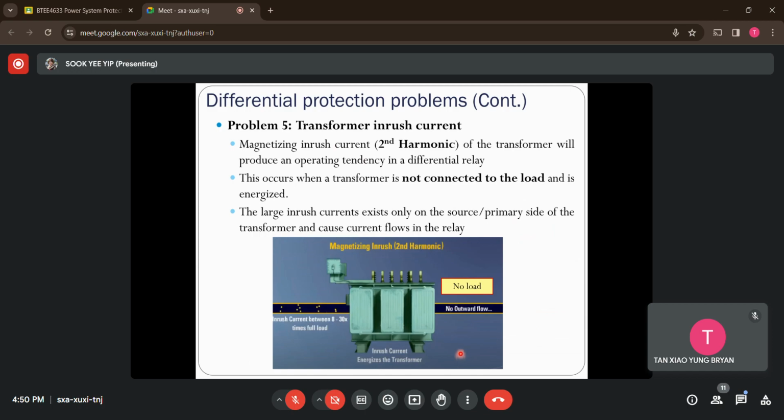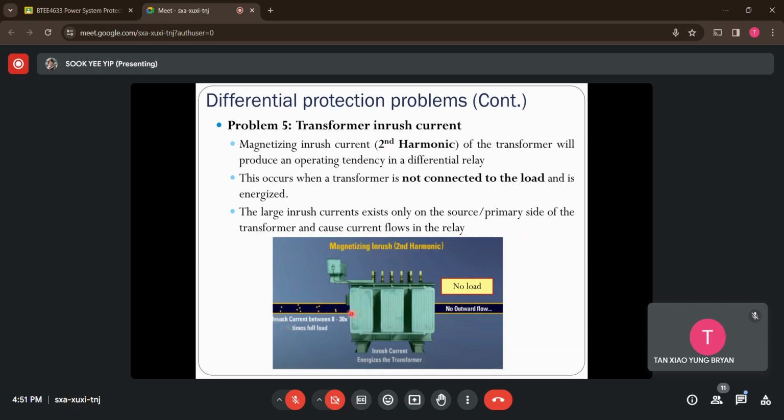So during the time you turn on this transformer at the primary side, you will notice that there will be high inrush current, where its value can reach up to 8 to 13 times of the full load current value. This inrush current is rich in second order harmonic, and it can cause the maloperation of the differential relay.